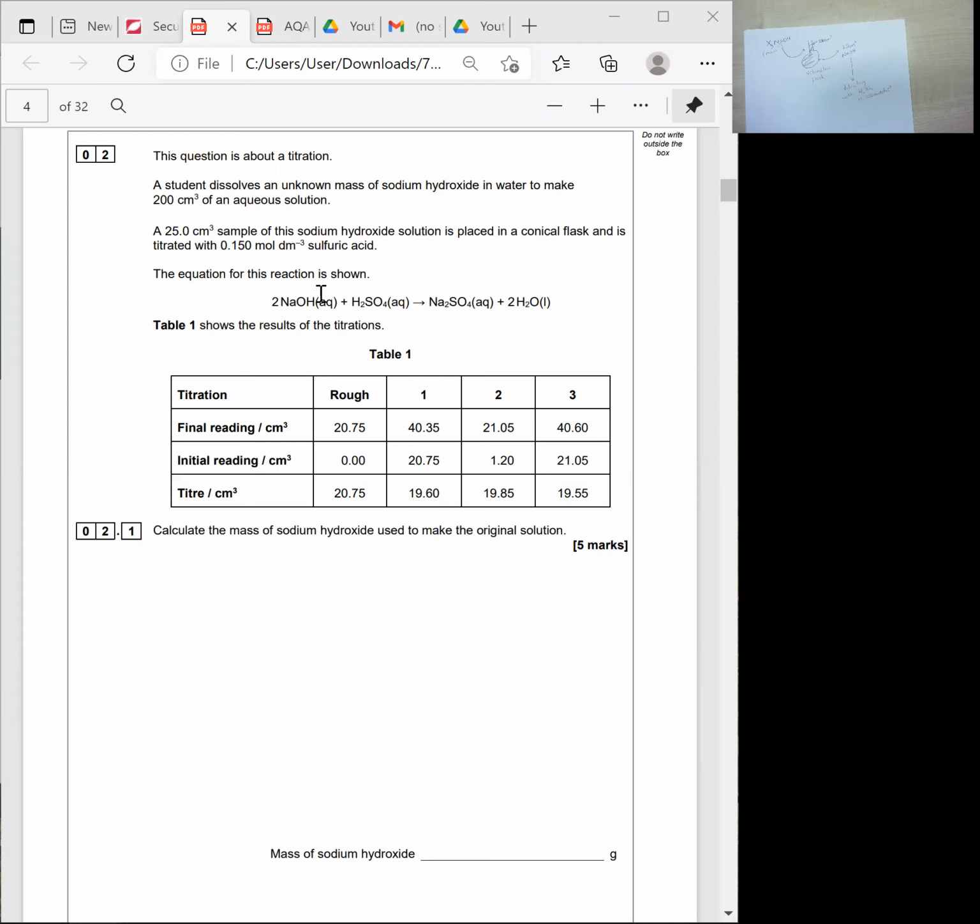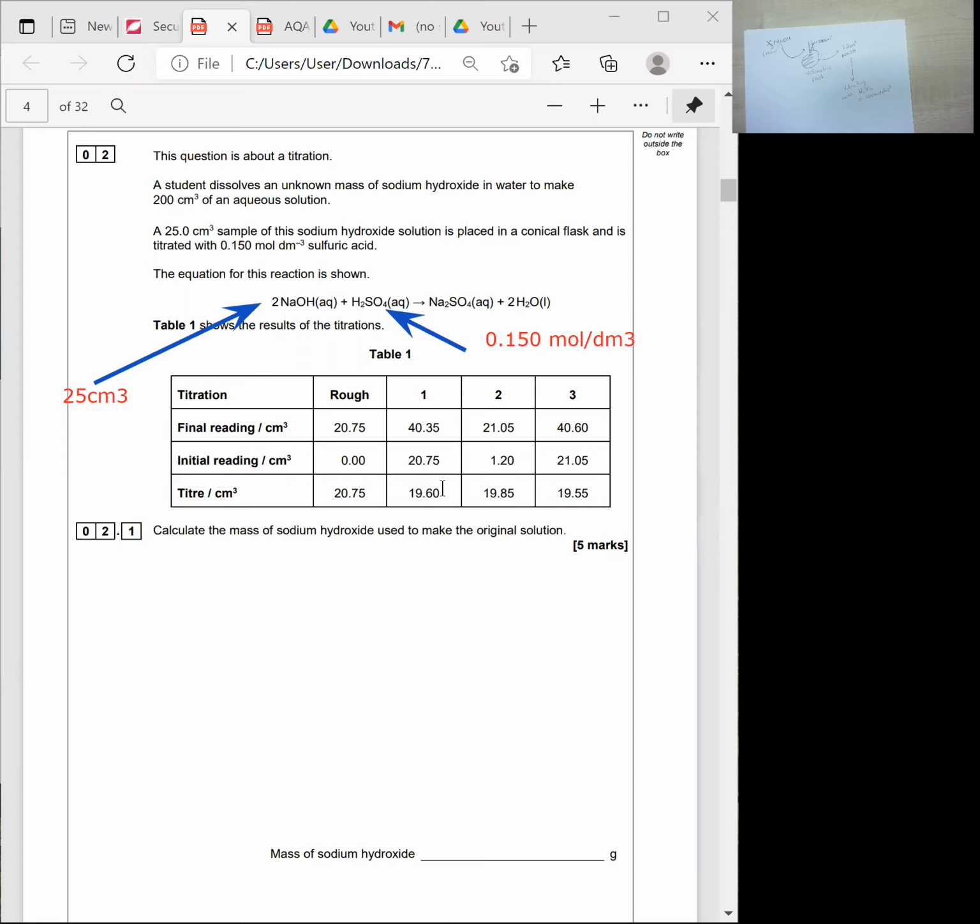So I'm going to take a look at what we know. In terms of sodium hydroxide, we have that fixed volume of 25 centimeters cubed that was taken out. In the case of sulfuric acid, we know we have a concentration of 0.150 moles per decimeter cubed. But we can also use this table to get a volume. So we've got the final reading, initial reading, and we've got the titers.